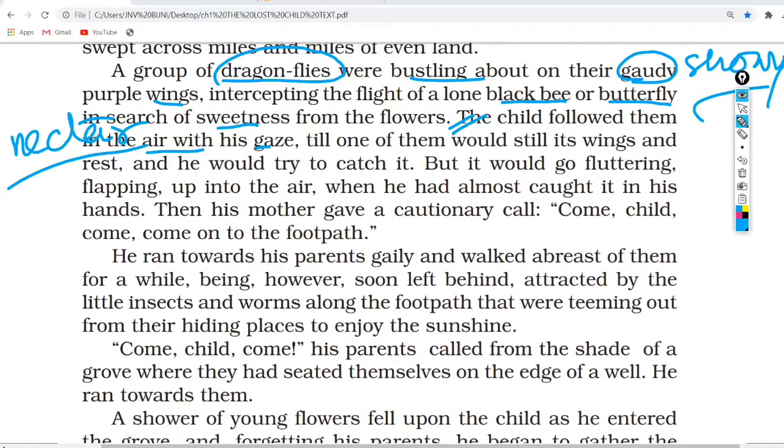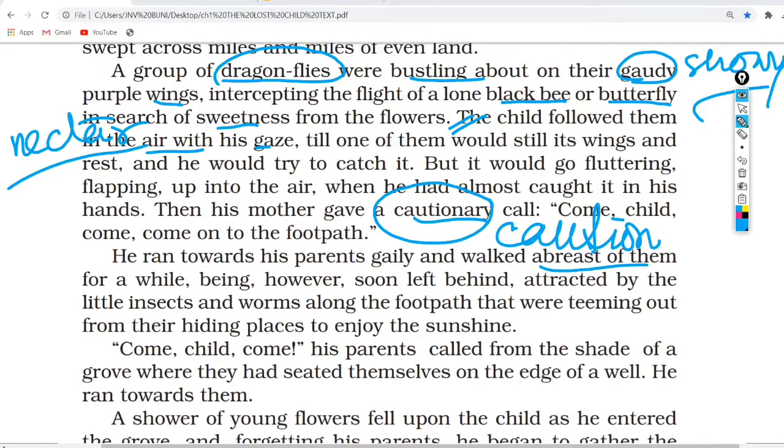But after hearing the movement of the man, it went fluttering with making some sound, and then flapping the wings, it went to the air. When he almost caught it in his hands, then his mother gave a cautionary call. Come, child, come onto the footpath. Then cautionary means caution, coming from caution.